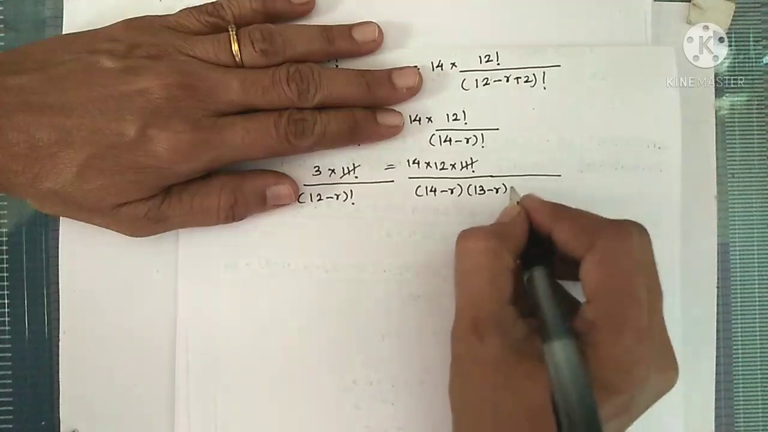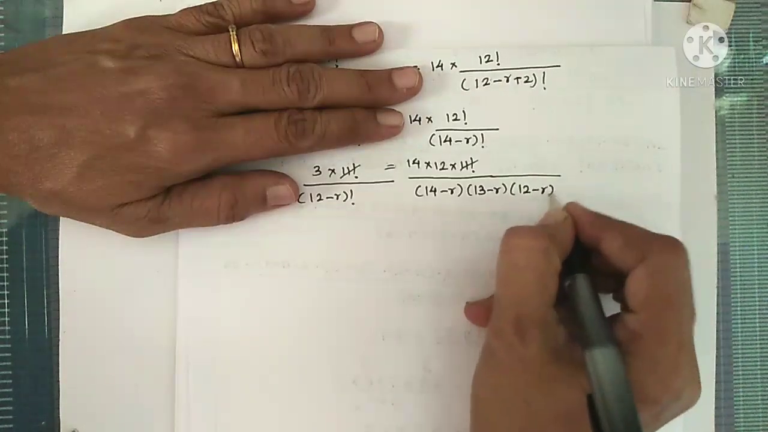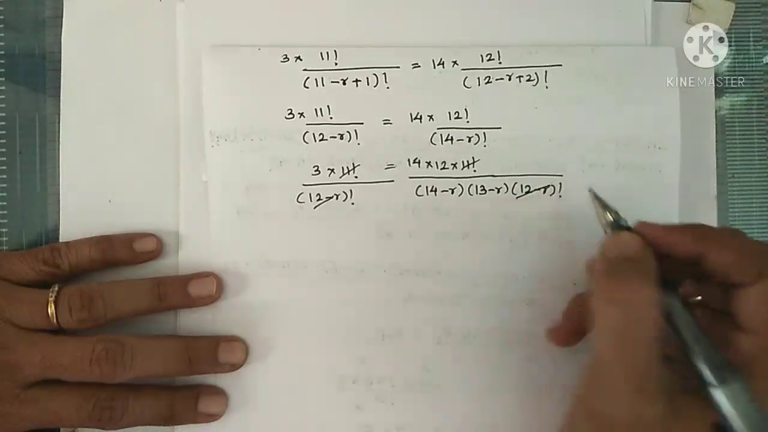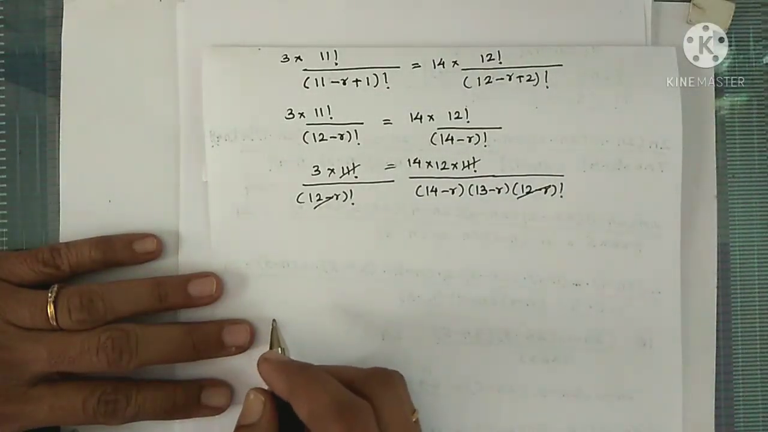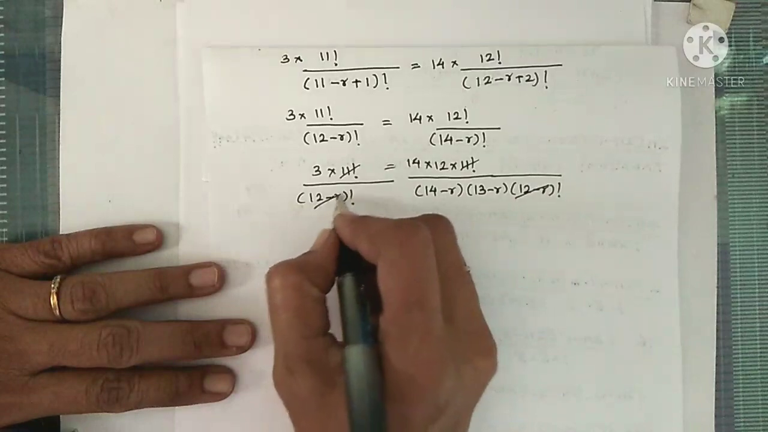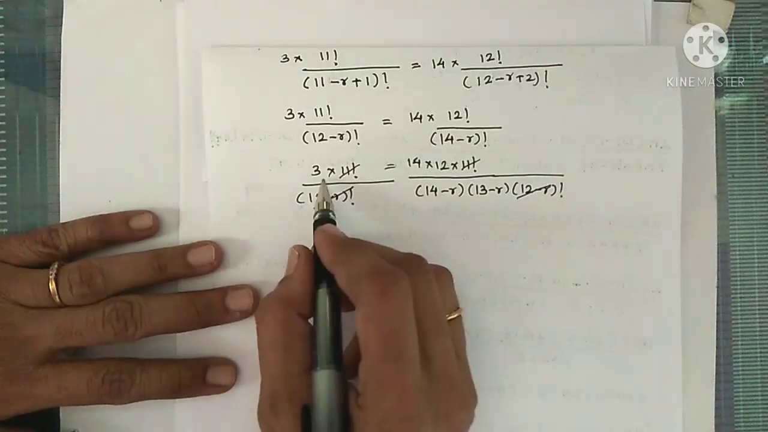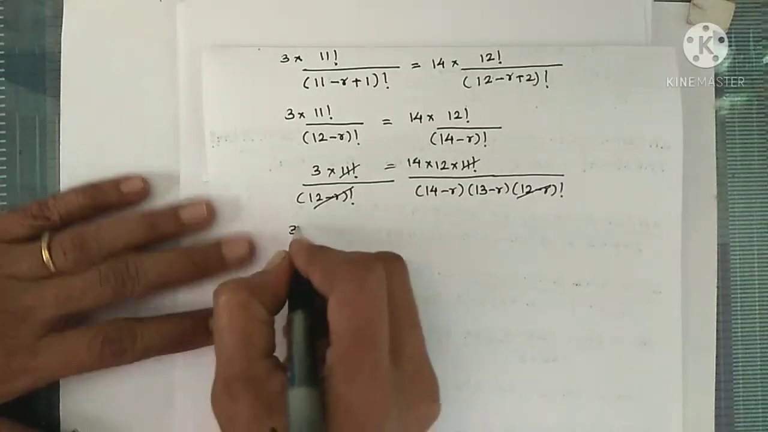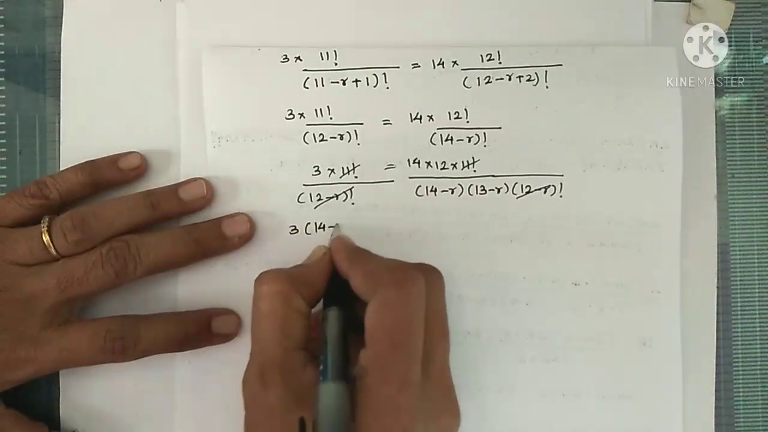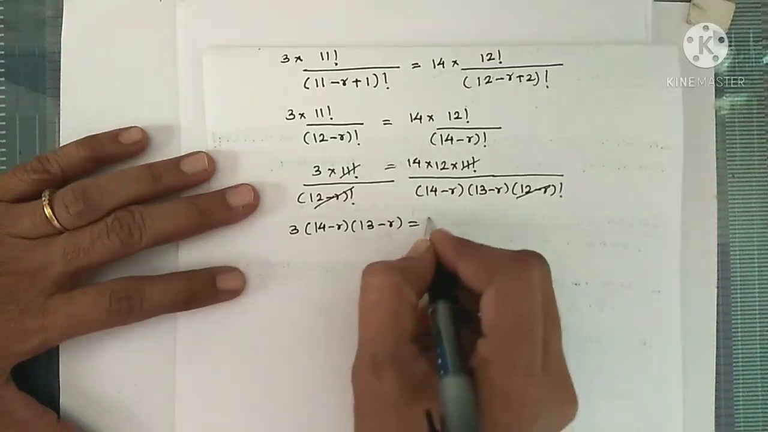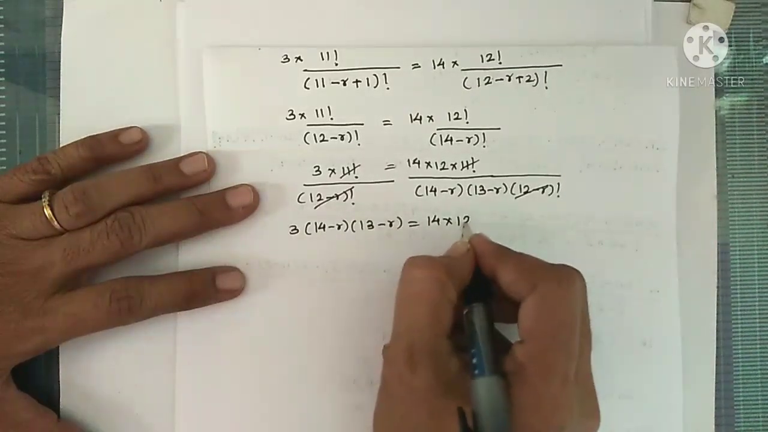Again subtract 1, so it is 12 minus r factorial. See, now we can cancel 12 minus r factorial. So now in the equation we don't have that factorial notation, so we can solve for r. So this is 3, cross multiplying the terms, (14 minus r)(13 minus r) equal to 14 into 12.